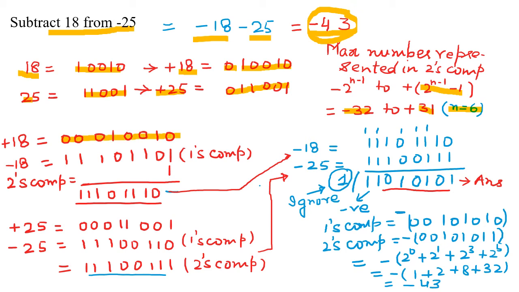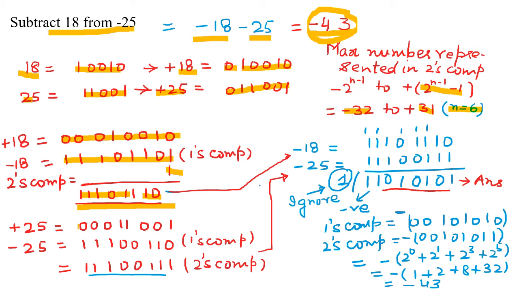Plus 18 in 8-bit is 00010010. Minus 18, 1's complement is 11101101. For 2's complement, we have to add one to this. 1 plus 1 is 0 with carry 1, which is equal to here 1. All the remaining bits remain same, that is 111011, and so minus 18 in 2's complement is 11101110.